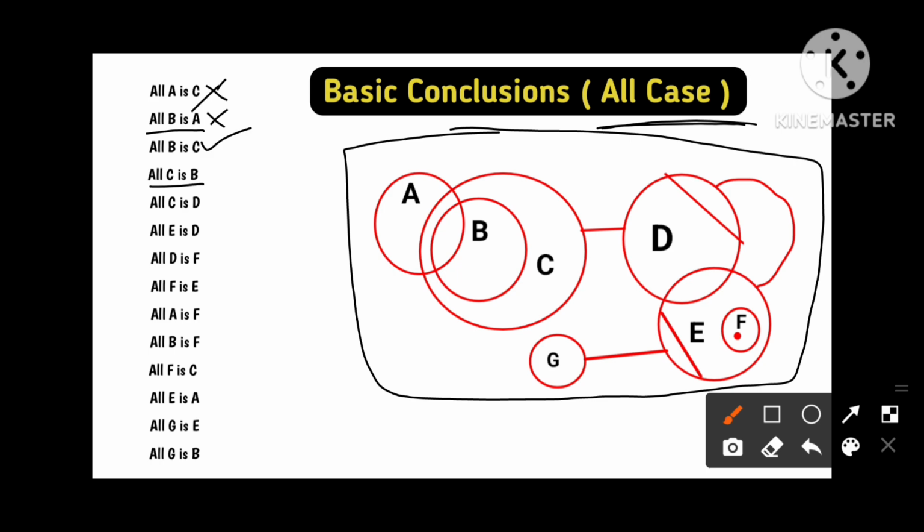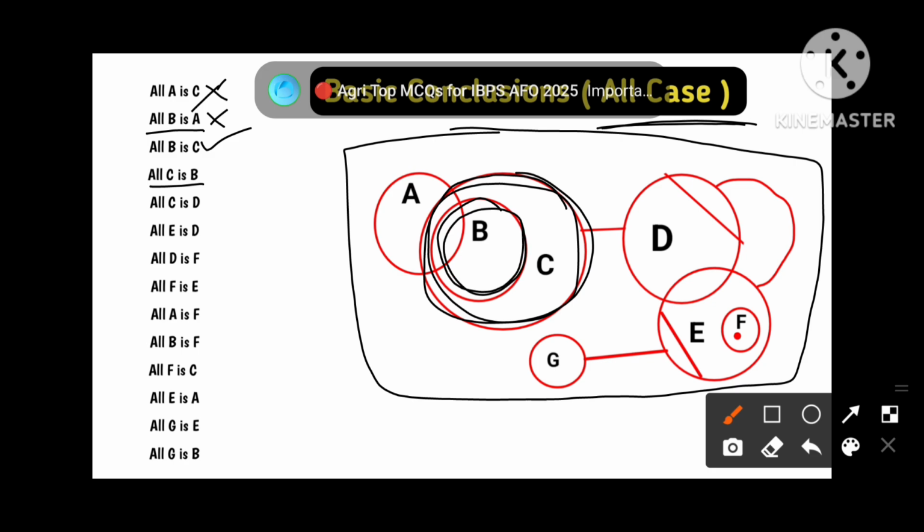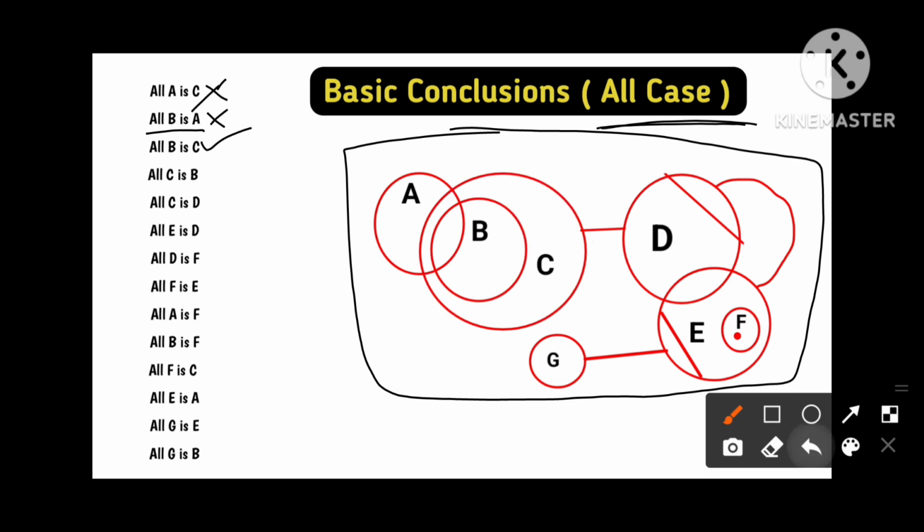Next one, all C is B. What this actually means is all C is inside B. B is inside C, but all C is not inside B. So this conclusion will be false. Next one, all C is D. It's saying that all C is inside D. We don't see that meaning in our basic statement Venn diagram. So this conclusion will be false.